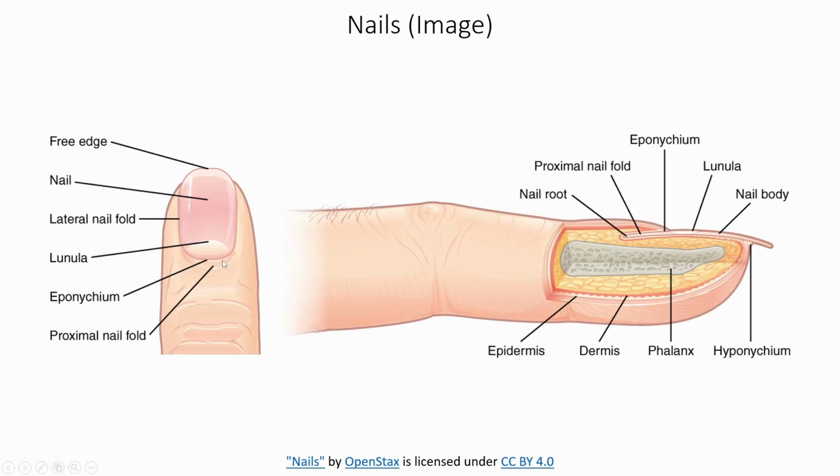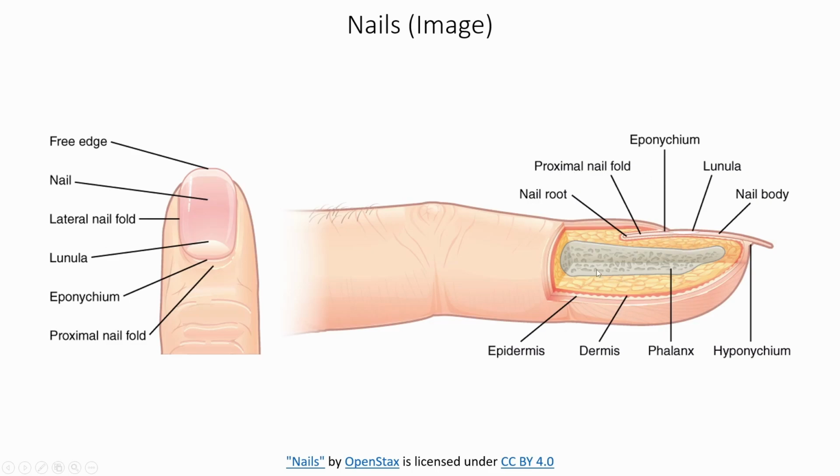And then right below that, we have the proximal nail fold. So this is looking from the top down, but if we look at it from the side, again, we have that free edge. It's not in contact. This is the nail and nail body. There's that lunula, that little half moon you see down there. The eponychium is where the skin folds over. It's like your cuticle area.